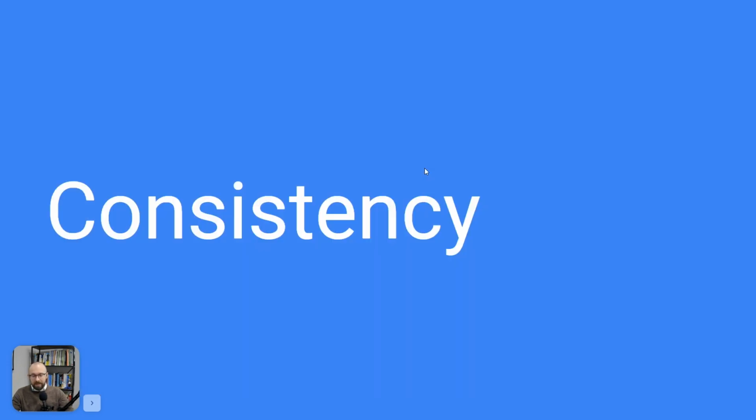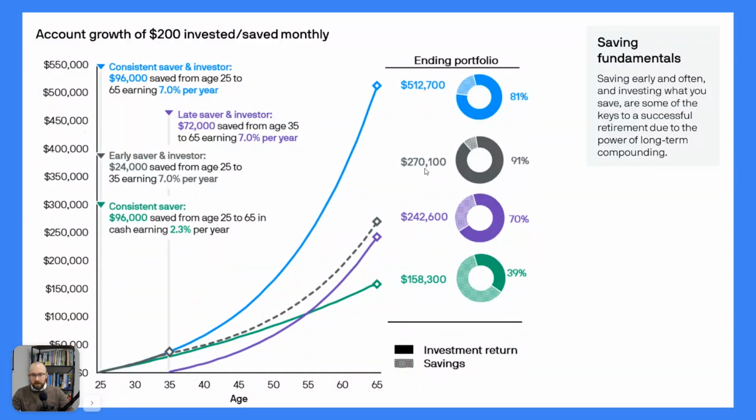Consistency is key. So to look at this, this is why consistency is key. This is going to show really 4 different savers. You have the consistent saver that starts at 25, puts $200 a month in every month until they retire at 65. Then you have the person that starts at 35, does the same thing. You have a person that starts at 25 but stops at 35. And then you have the person that starts at 25 but is really conservative with it. They are focused more on savings and less on investing at that point in time.